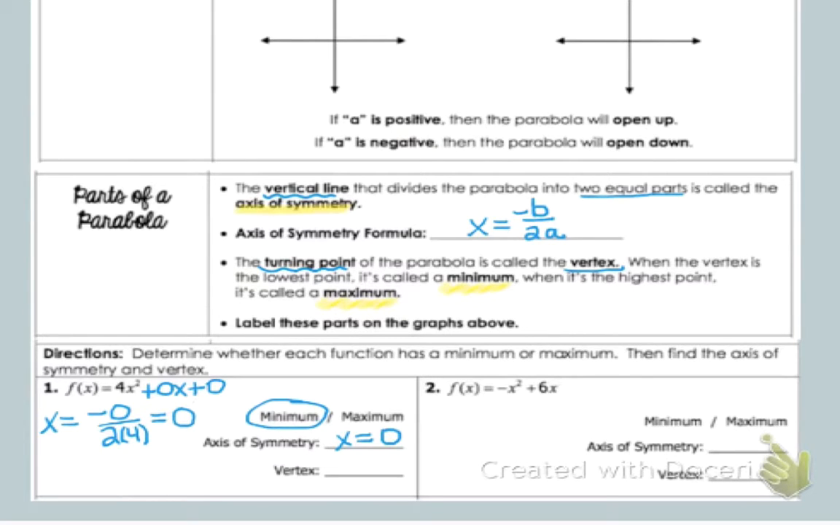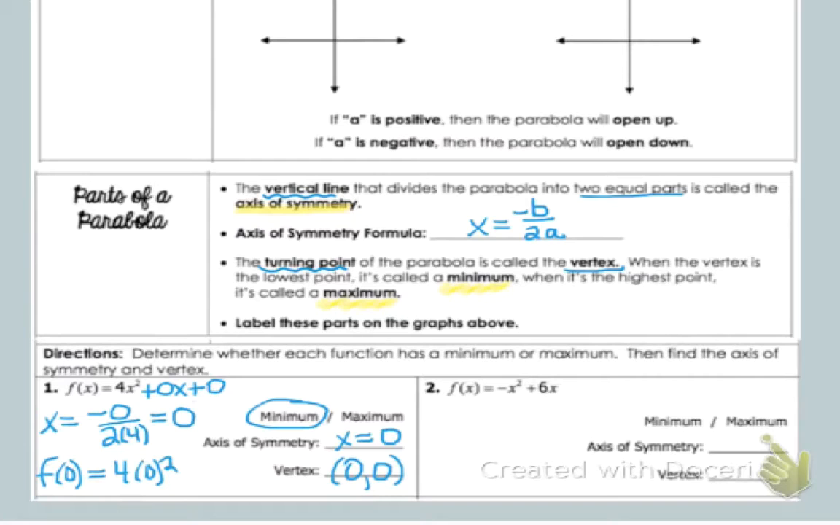If I want to find the rest of the vertex, I know that the vertex is going to contain that x-coordinate from the axis of symmetry, but to find the y-coordinate, I'm going to find out what f of 0 is. I'm going to plug it into the function and see what the output would be that goes along with it. And so when I square 0, of course I get 0. Multiply by 4, I get 0. So this is going to have its vertex at 0, 0. Let's try this next one.